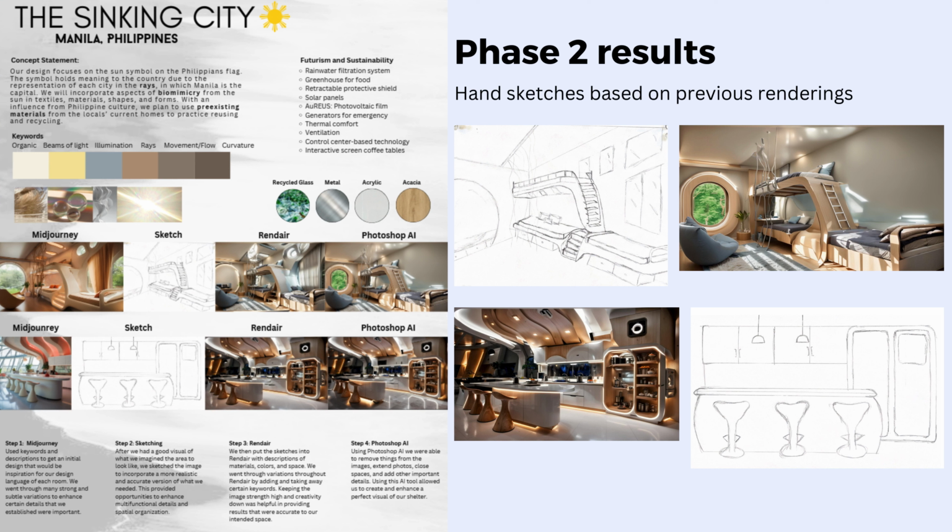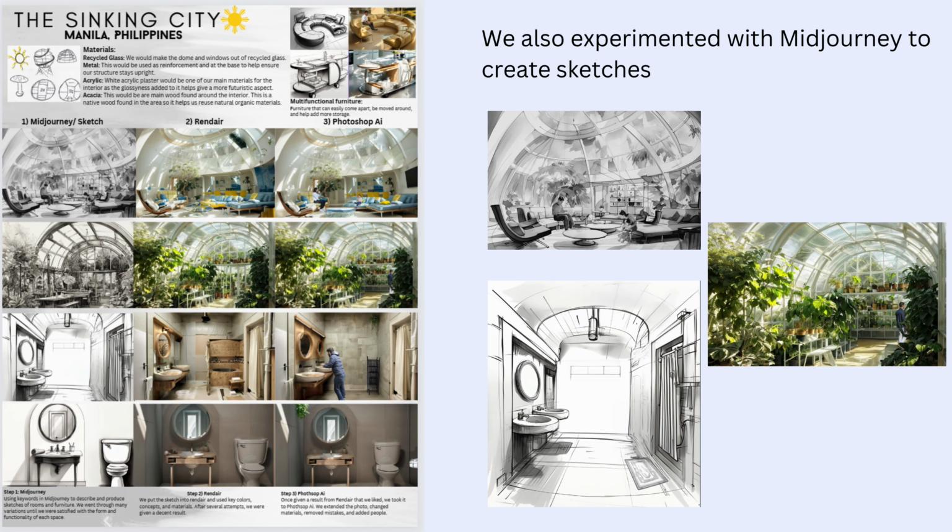For our Phase 2 results, to the left you can see our final poster. We showed our process of how we got to our final rendered shots, going from Midjourney to sketching to Render and then finally Photoshop AI. We showed a few examples on the right of some of the photos from our poster. We experimented with Midjourney to create sketches.